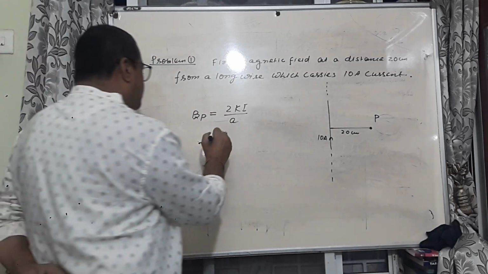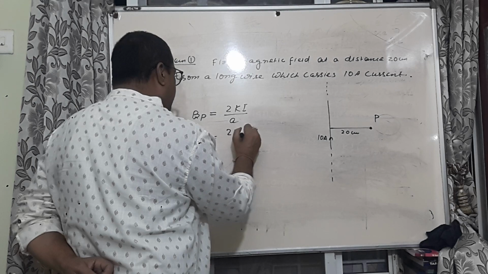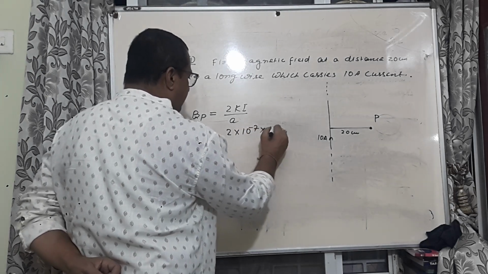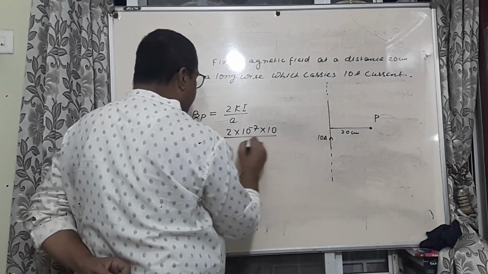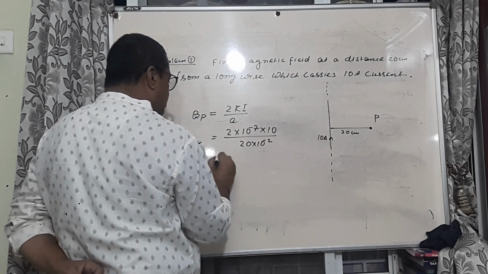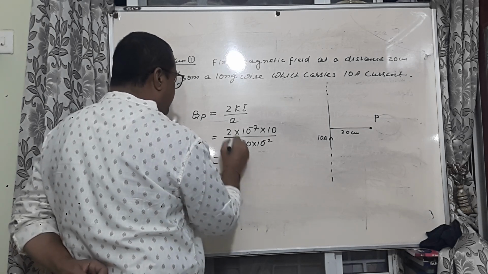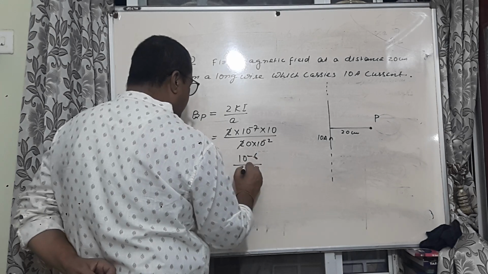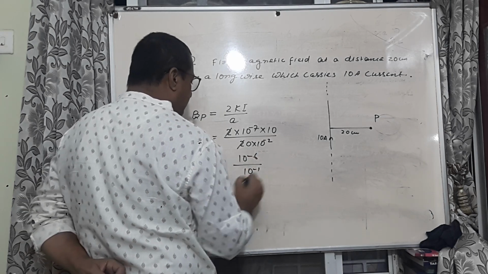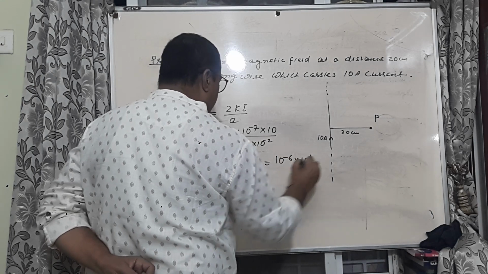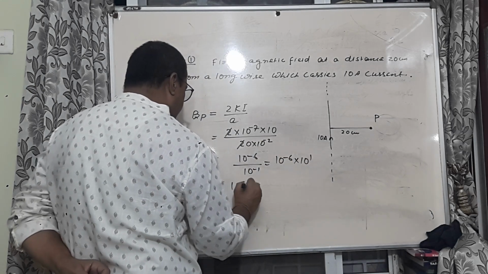That is equal to 2. K equals 10 to the power minus 7, I is 10 ampere and distance is 20 centimeter, 20 into 10 to the power minus 2. So the 2 will be cancelled, giving 10 to the power minus 6 over 10 to the power minus 1. Then this will be equal to 10 to the power minus 6 into 10 to the power 1, that is equal to 10 to the power minus 5 Tesla.